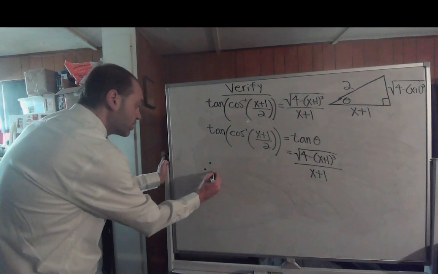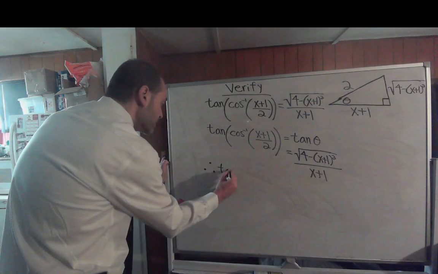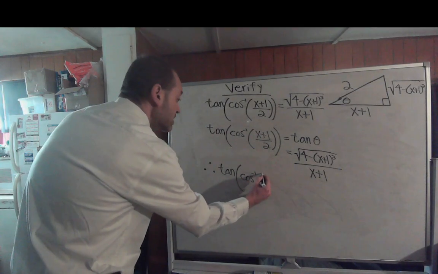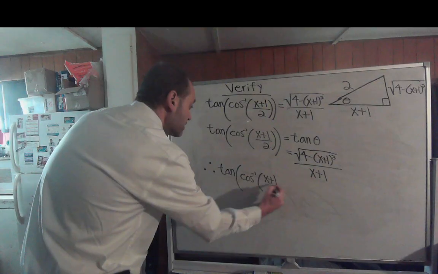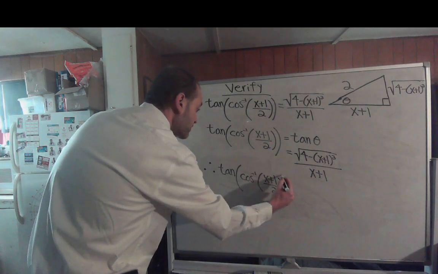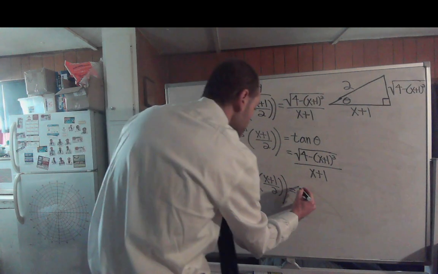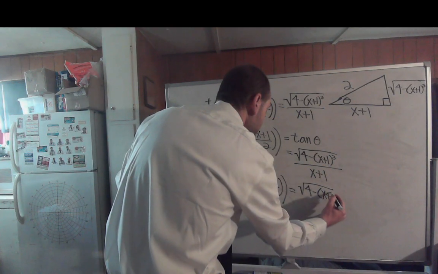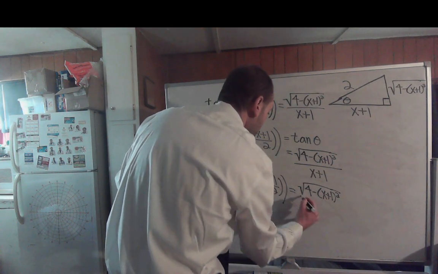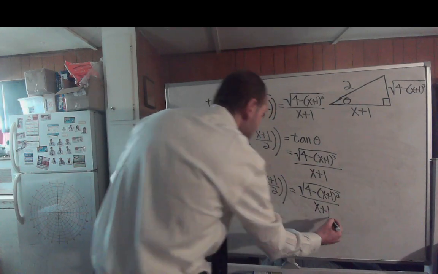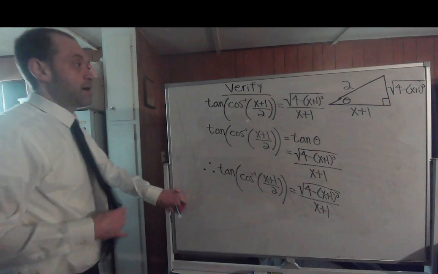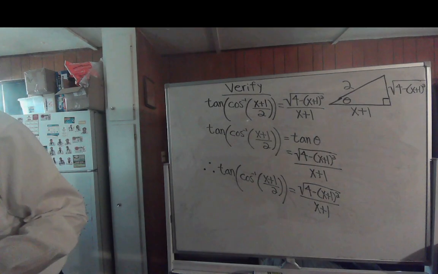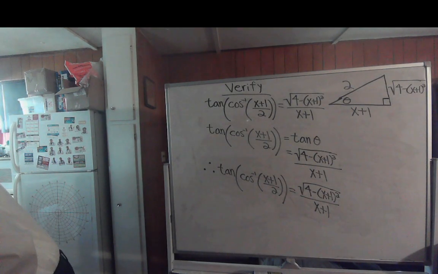So therefore, the tangent of the cosine inverse of (x plus 1) over 2 is going to equal that square root of 4 minus the quantity (x plus 1) squared, all over that x plus 1. All right, we're about to enter the home stretch here. We got 4 exercises with trig substitution. Then we should be done.